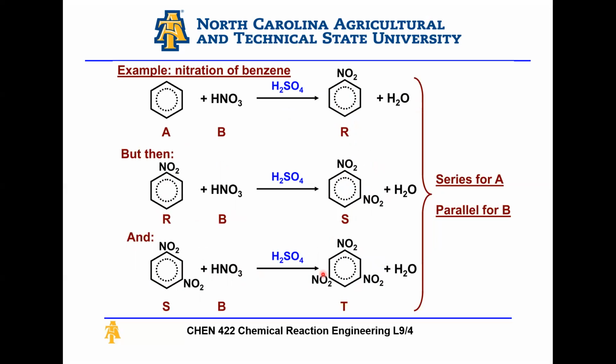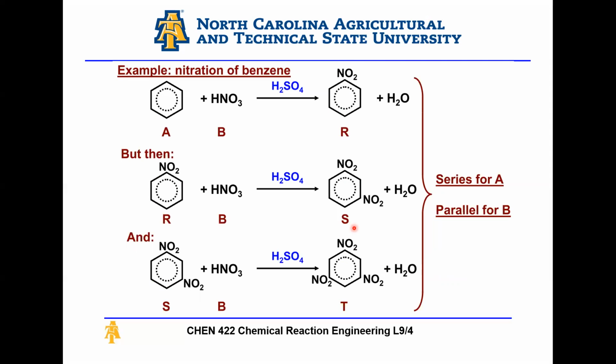trinitrobenzene, right? And if we look at this reaction, it's a series with respect to A, because A goes to R, goes to S, goes to T. And it's parallel with respect to B, because this nitric acid wants to react with any of the benzenes, whether it's benzene, nitrobenzene, dinitrobenzene. And if nitrobenzene is my desired product, so if you're in a plant and you want to maximize the production of this guy, how can you avoid getting these 2 in large quantities in your product streams?